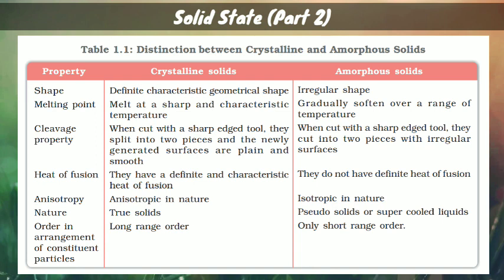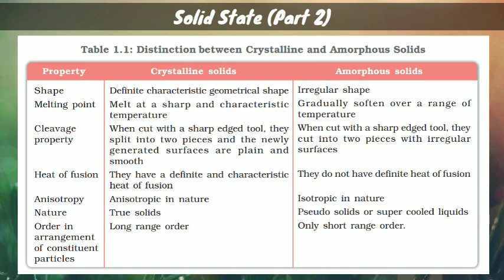In the case of melting point, the crystalline solid is going to exhibit a sharp and characteristic temperature, okay. They are going to melt at a sharp and characteristic temperature. But in the case of amorphous solids, they gradually soften over a range of temperature. Because of what? Because of the arrangement of the constituent particles mainly, okay.